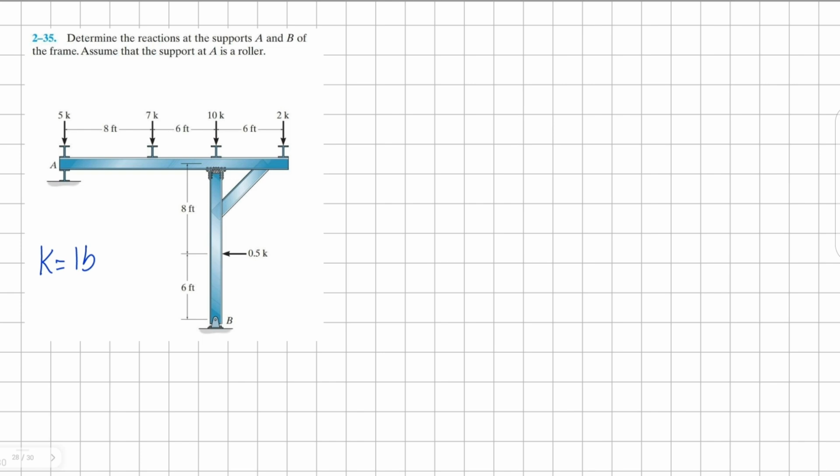For this problem, I'm going to assume all k's are equal to pound. First, let's draw the free body diagram of this whole structure. It's going to look something like this, where we have a vertical reaction AY, and we're going to have a concentrated load right at A, 5 pound.